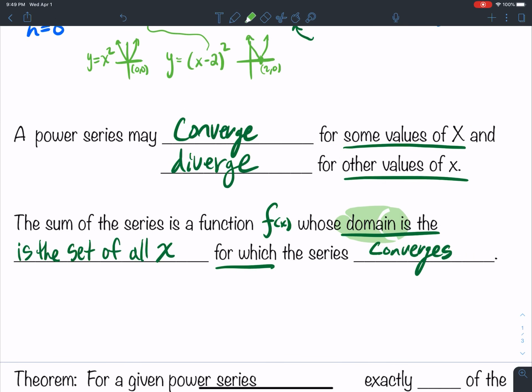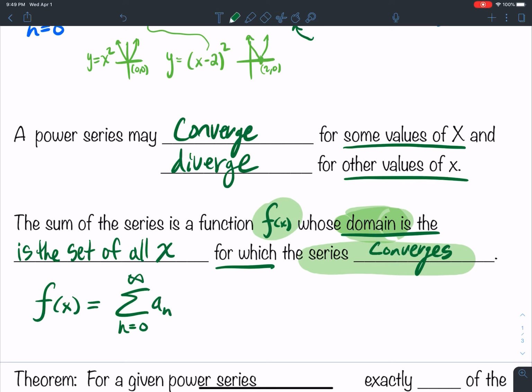The only values of x that are in my domain for this function f are the x values that cause the series to converge. Okay? So what series? It's f of x equal to the infinite series from 0 to infinity of a sub n x to the n, or more generally x minus c to the n, which is equal to a0 plus a1 x plus a2 x squared plus a3 x cubed and so on forever, okay?